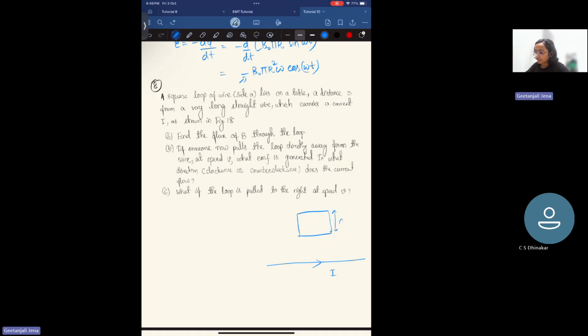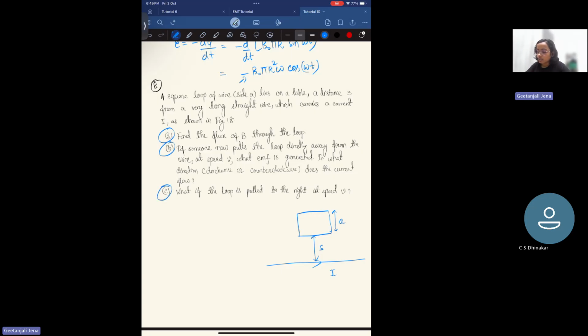Side is a, the distance is s. Find the flux of B through the loop. First, you need to find out the flux. Then in the second case, if someone pulls the loop directly away from the wire at a speed v, what is the EMF induced? And in what direction, clockwise or anti-clockwise, does the current flow?